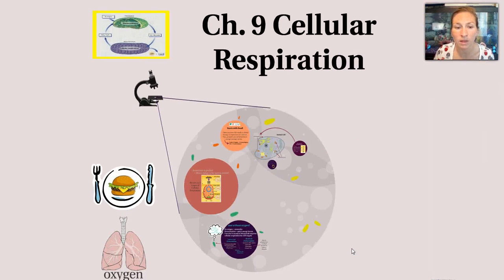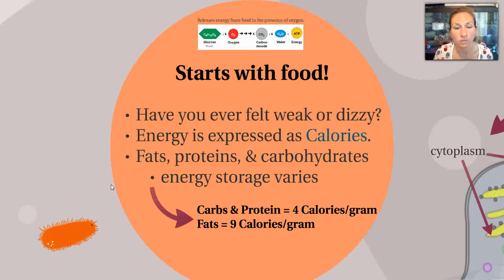So let's go ahead and start getting deeper into cellular respiration. Like I said, the two things you need for cellular respiration to occur are oxygen and glucose, which a lot of times we can get from our food, like a cheeseburger. So cellular respiration starts with food. If you've ever felt weak or dizzy, it's because your body isn't able to produce enough energy for you to do what you need to do. So you would need more food usually.